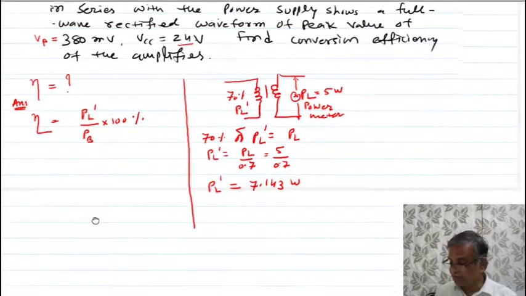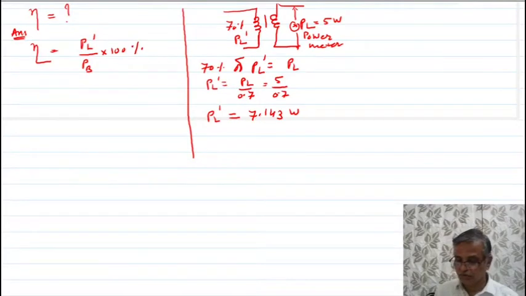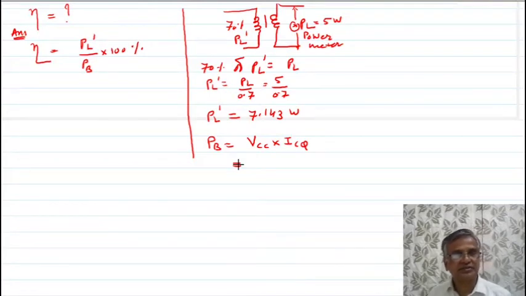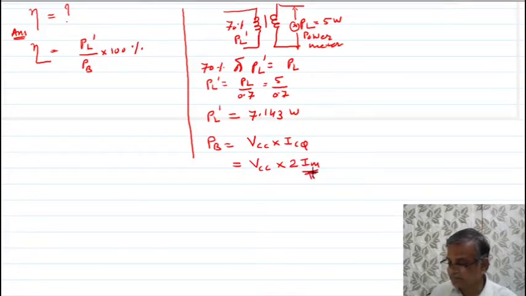Let us find now PB. PB is nothing but the supply voltage multiplied by the current at quiescent condition. You can see your circuit diagram; it is a full wave rectified signal. The average value of the full wave rectified signal is given by 2Im upon pi. So it is VCC into 2. Im is not given, so I should write it as the voltage upon resistance.